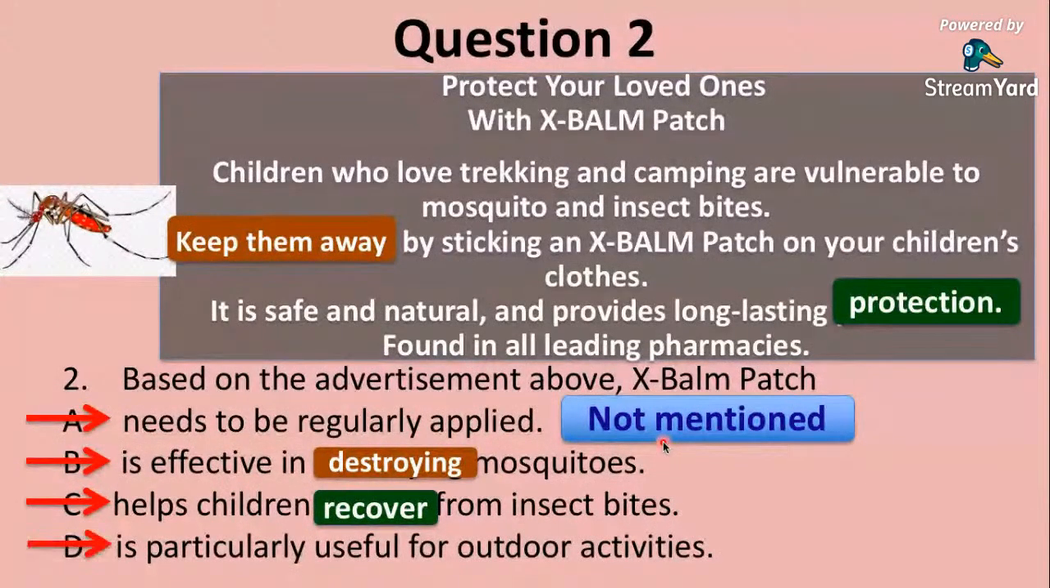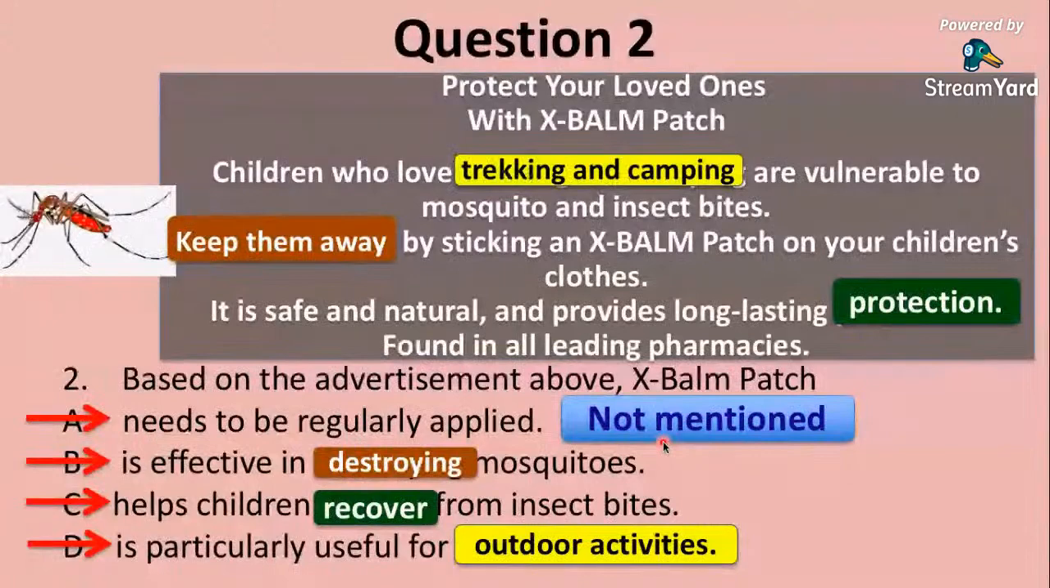And the last one, the keyword here is outdoor activities. If you got tricked, it's because you were looking for the same keywords. These are actually synonym keywords. Outdoor activities, and you will see the words trekking and camping, which mean the same thing. So this patch is useful for outdoor activities. It's useful for trekking and camping. Congrats to all of you who tried to answer. The answer for question 2 is D. Okay, so thank you very much. You guys are correct.